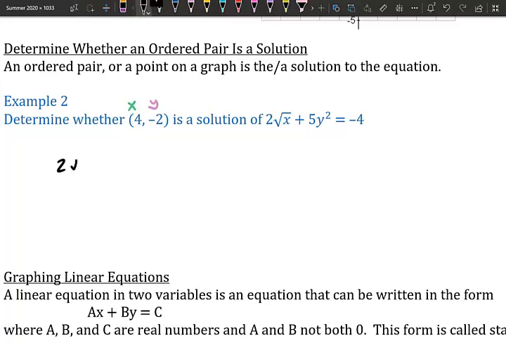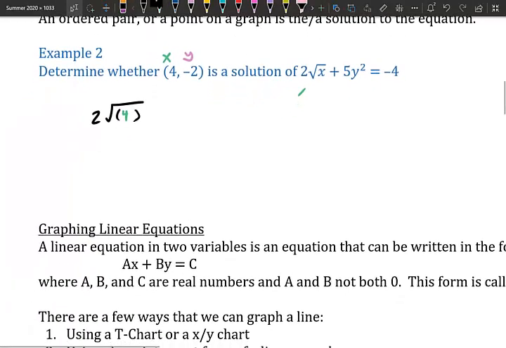We have 2 times the square root of x, and x is 4. Anytime I have to plug in a variable, I always wrap it in parentheses. That pays off later through your math classes. And that's plus 5y squared, and the y we're plugging in is negative 2. And that equals negative 4.